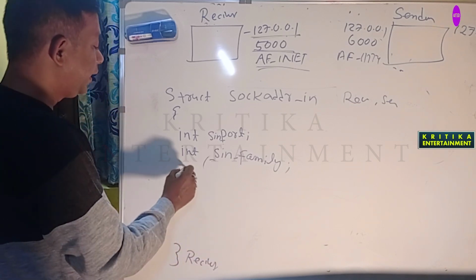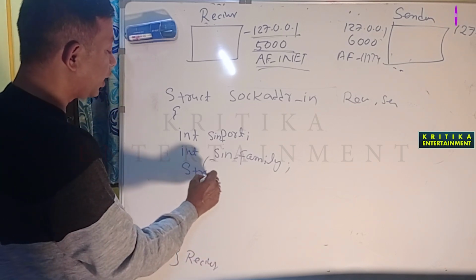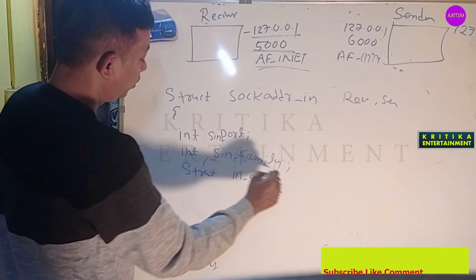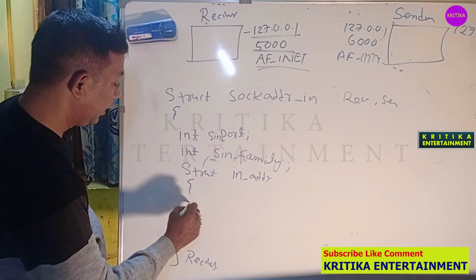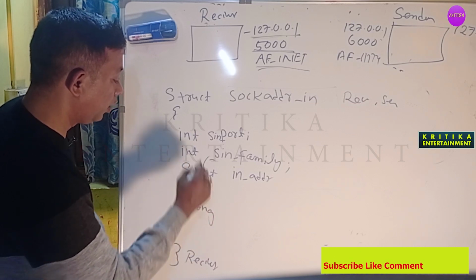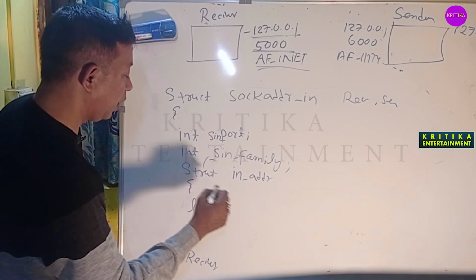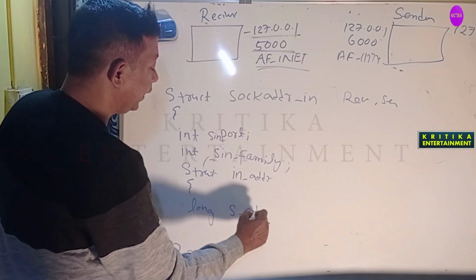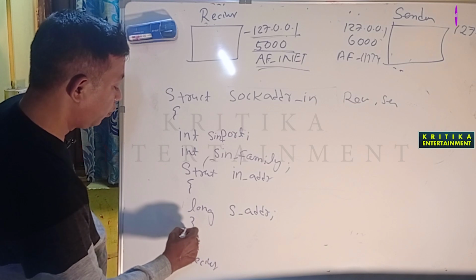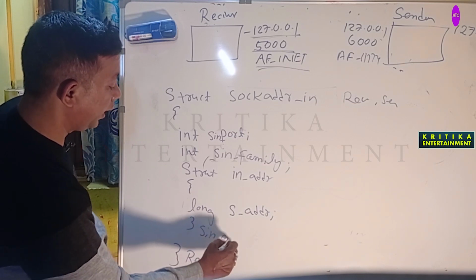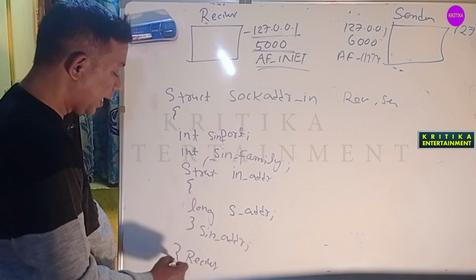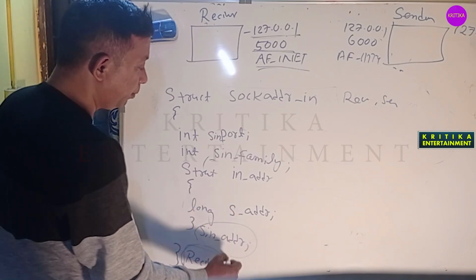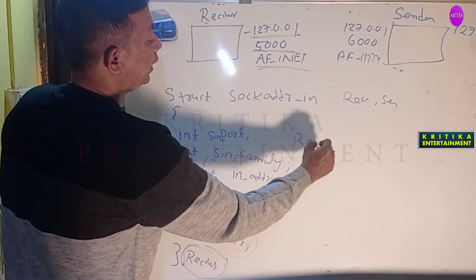Here declare another variable, that is called struct in_addr. Inside I will declare long. Long is the large value of your integer. So here write s_addr. Then bracket close, I will write the sin_addr. Then you can decide this is called the outer structure, this is called the nested structure. So the outer structure variable means receiver. Then I will write receiver.